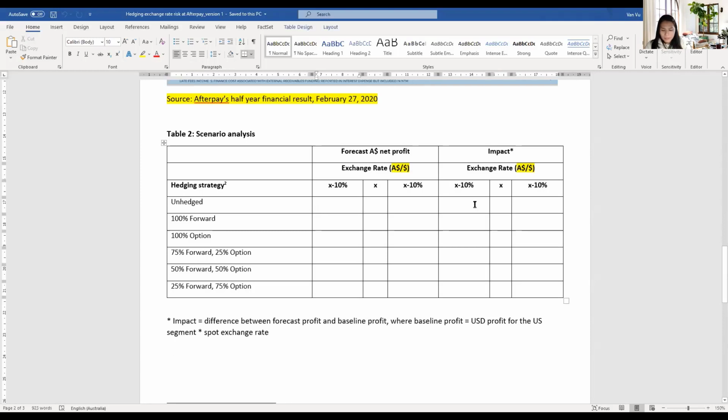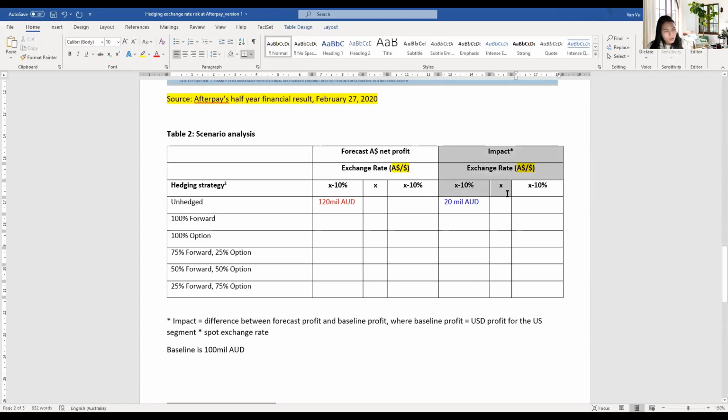So for example, if I've got, say, 120 million here in the first cell, and let's say my baseline is 100 million, right? So I'm just giving a very far-fetched example here. So in this case, the impact of exchange rate movements on my forecast Australian net profit for the unhedged strategy in this particular case is going to be 120 million minus 100 million, right? So it's going to be 20 million in this case. Okay. So you're going to do this for the entire table.